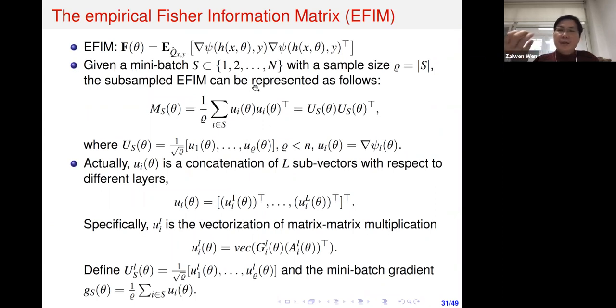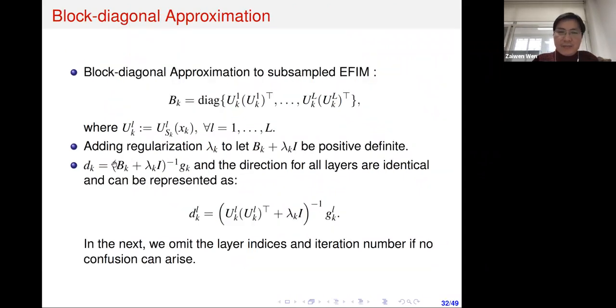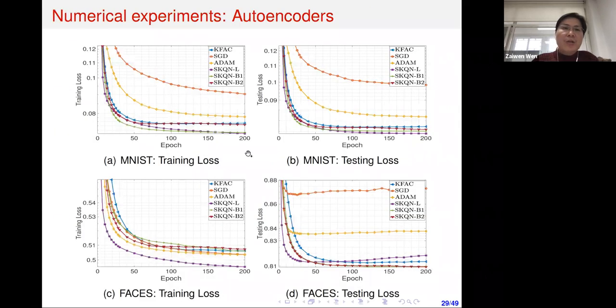So remember, I will review the KFAC matrix. So yes, you are right. So actually, on those simple data sets, quasi-Newton methods can also be faster in terms of computational time.